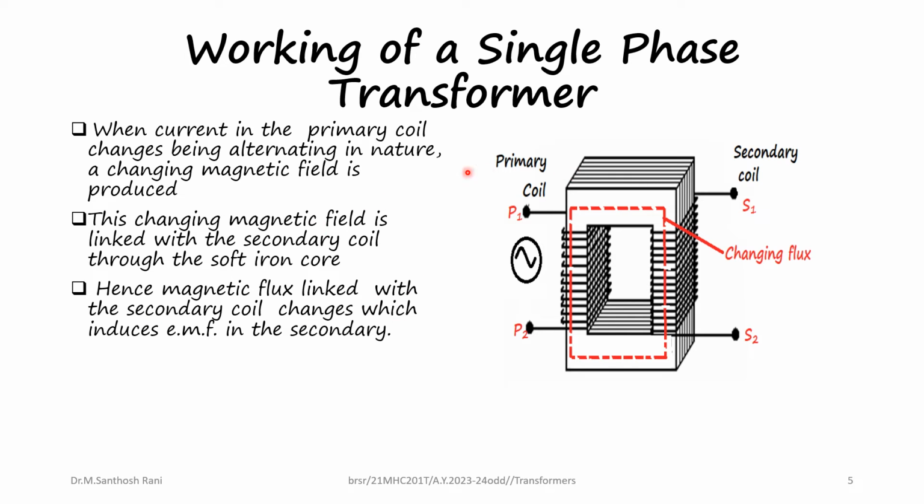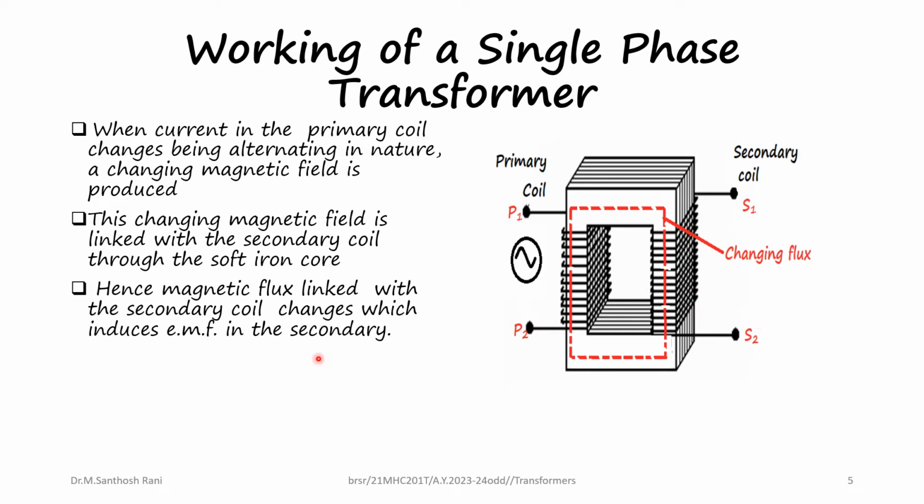So if we see a single phase transformer, it has a core. One coil is wound on one of the limbs. On the second limb, another coil is wound. If the current is passing through the primary coil on application of AC voltage, there will be a flux produced in the coil, and that will be associated with the second coil also, and naturally there will be an EMF induced in the second coil.